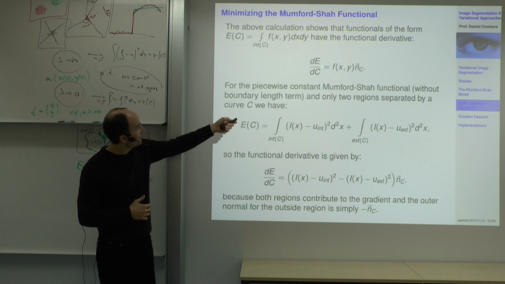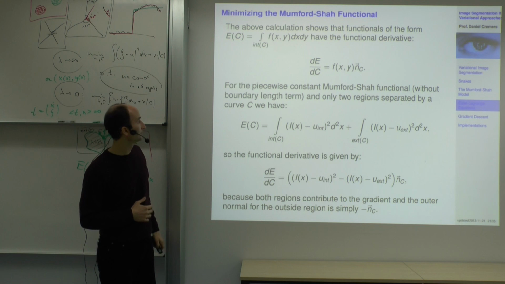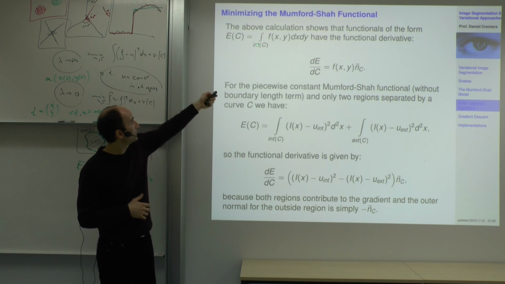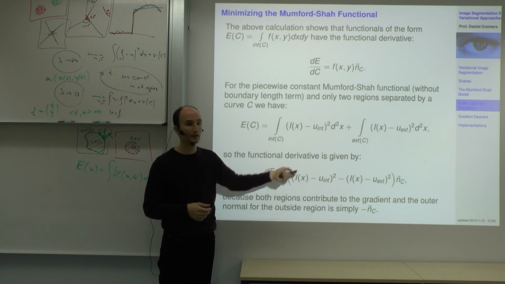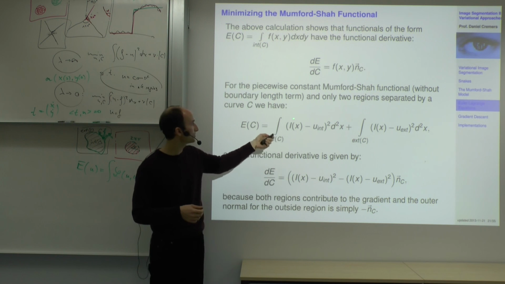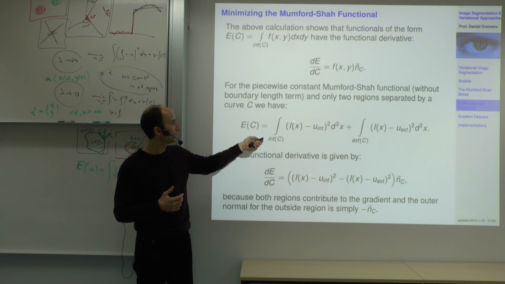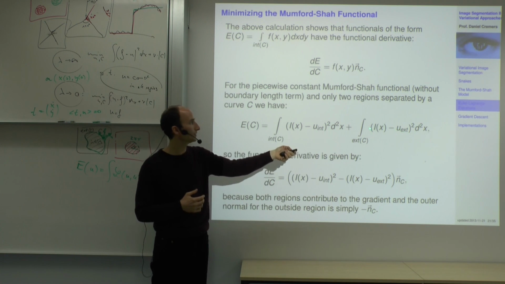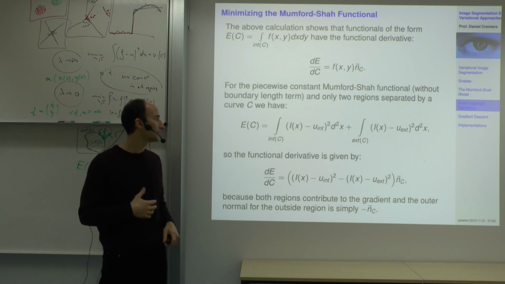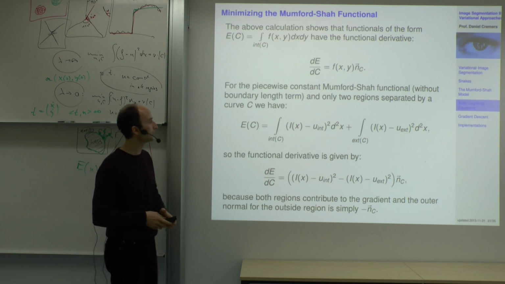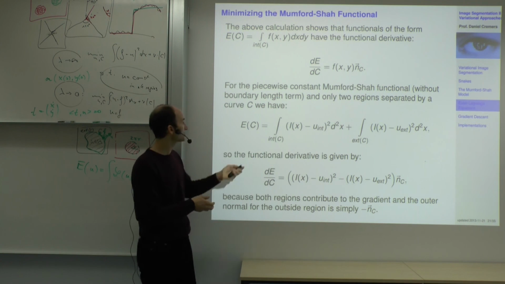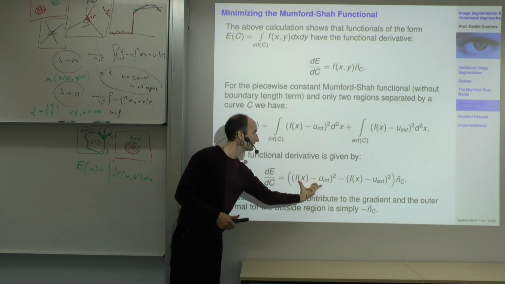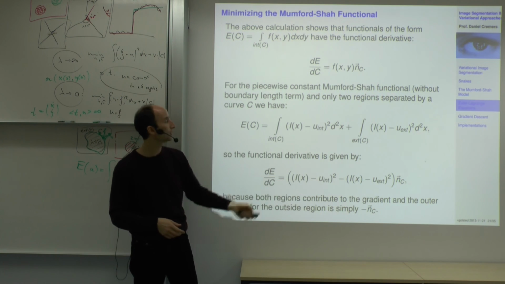So we saw that dE by dC is f times the normal. And now we said, well, what we really have, say in a two-region case, we have an interior and an exterior. And in the Mumford-Shah context, in the piecewise constant case, we have I minus u for the interior squared and some constant u for the exterior region squared. And now we want to know what is the functional gradient. For this part, we already saw what it is. We saw that the functional gradient is nothing but that integrand times the outer normal on the curve.